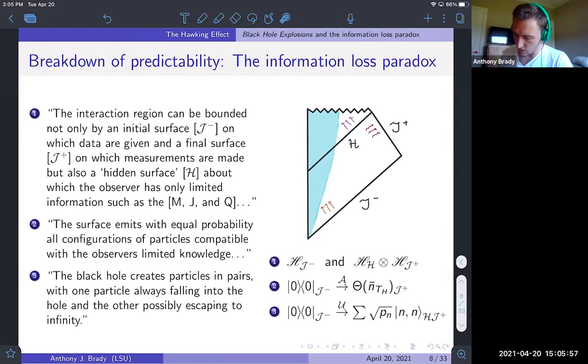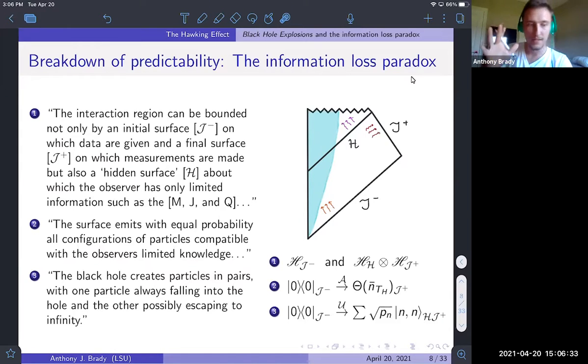What I do have is some unitary map, and that particular unitary map is exactly what Hawking is saying here, that the black hole actually creates particles in pairs, with one part of the pair going to scry plus as thermal radiation, and the other associated with these horizon modes, which fall into the black hole. And just by the way, if this is a bosonic field, then this is just a two-mode squeezed vacuum state.